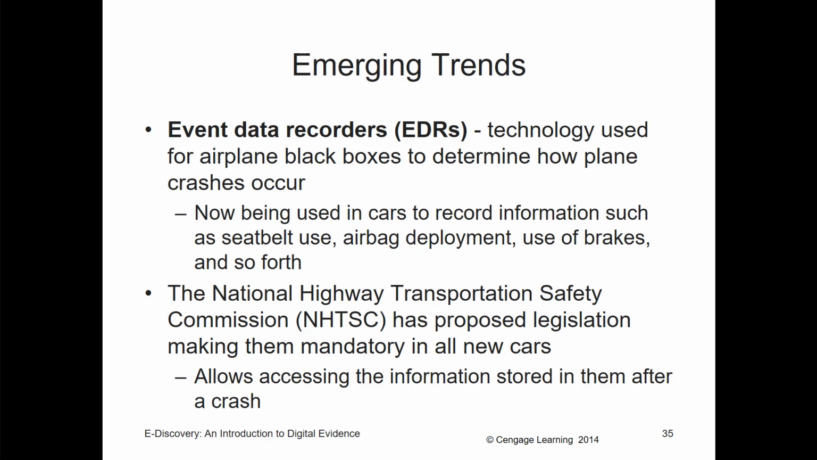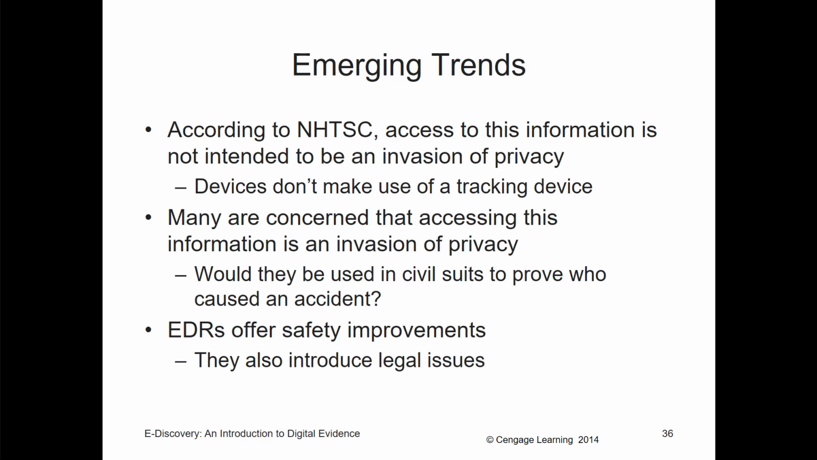We have what's called an Event Data Recorder, EDR, and this is technology used for airplanes like their black box, and how it's able to record data. We also have one for cars. The National Highway Transportation Safety Commission has proposed legislation making them mandatory. That way you could pretty much have a black box for your car. According to the National Highway Transportation Safety Committee, access to this information is not intended to be invasive of the privacy, but more about security and protection of everyone. EDRs will offer safety improvements, as they also introduce more legal issues.